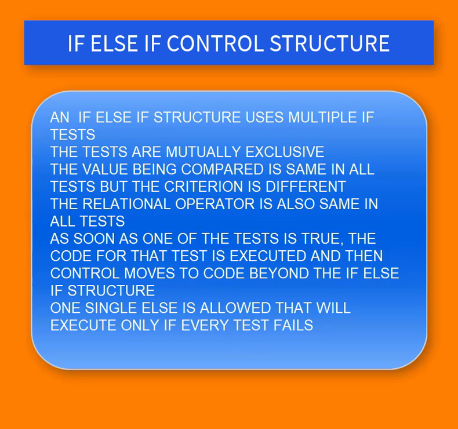So the critical point to keep in mind is that if one of the tests is true, first or second or third or fourth or fifth, whatever test you got, if any of the tests is true, and remember, only one test can be true. They are mutually exclusive. So if any of the tests is true, after the code for the test is executed, the control of the program will move beyond the if-else-if structures, meaning all the tests that follow the test that was true will be ignored.